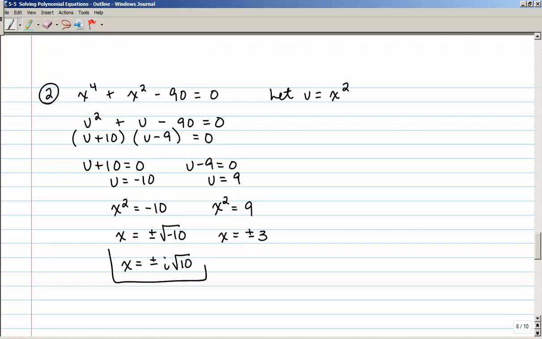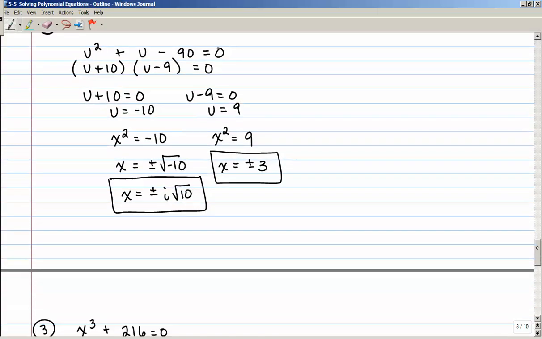So again, I started with a problem that was x to the 4th, and I ended up with 4 answers. 2 of them real, 2 of them imaginary. So if I were to graph this, it would only cross the x-axis in 2 points, because remember, with imaginary numbers, or complex solutions, it doesn't cross the x-axis.